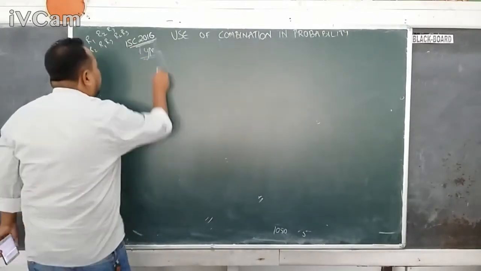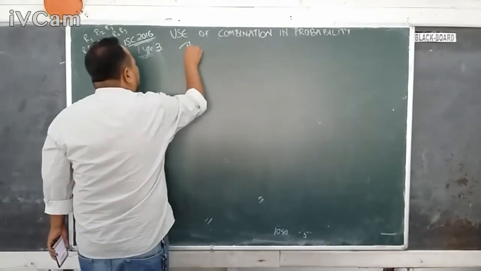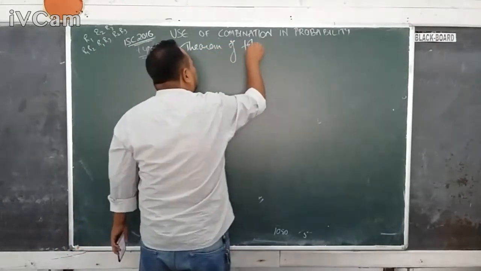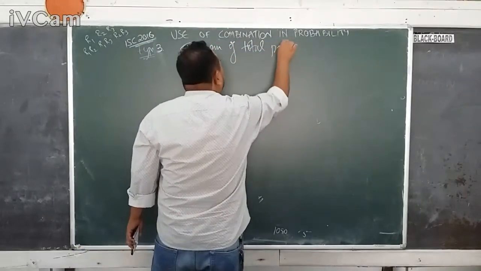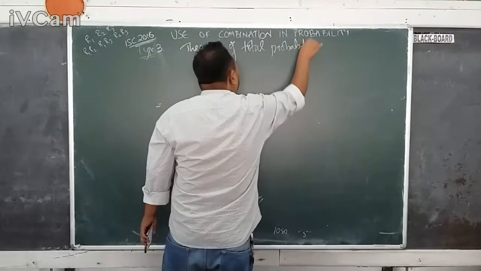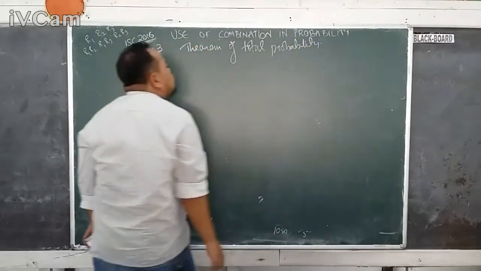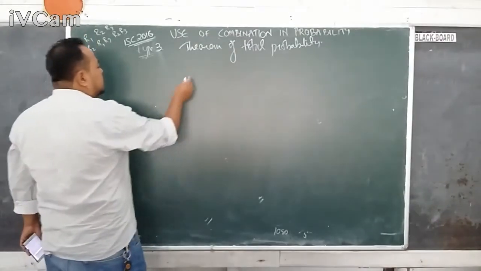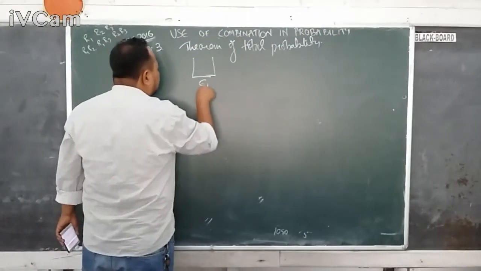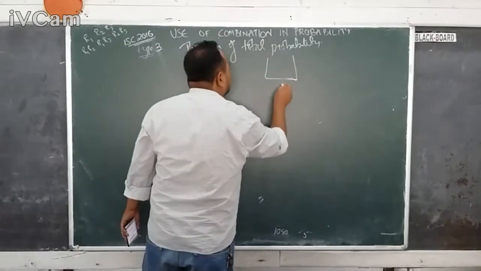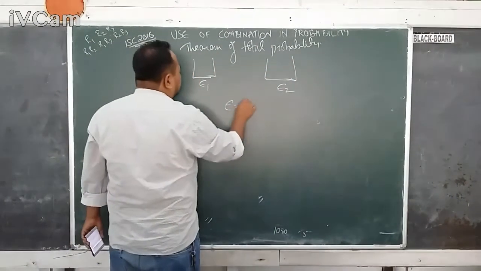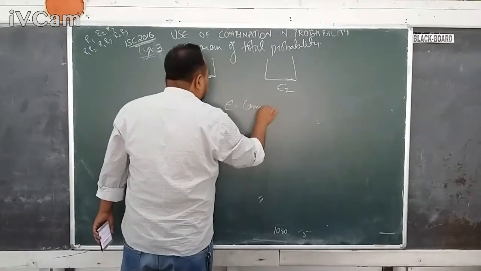Type 3, this is called theorem of total probability. Theorem of total probability states, suppose there are two events, E1 and E2. Suppose there are two bags, E1 and E2, and there is a common event E. So this is a common event.